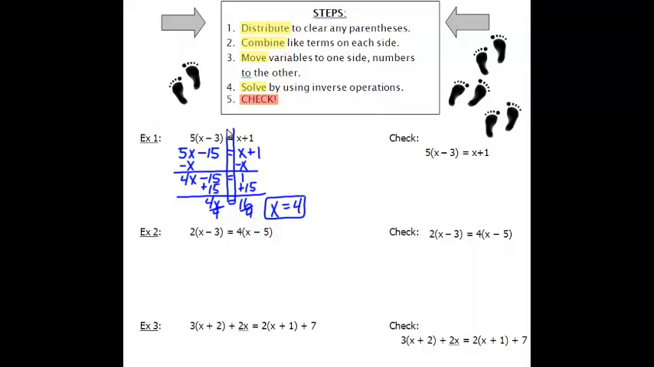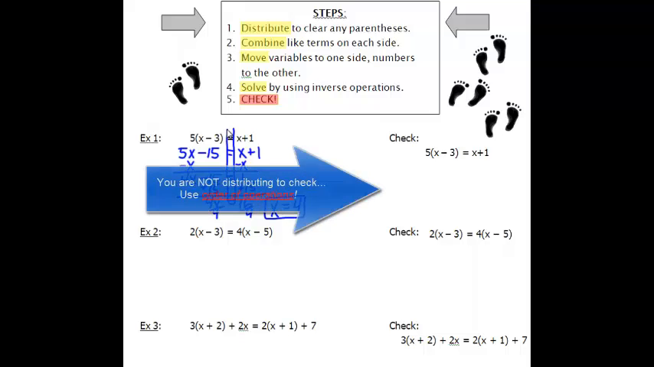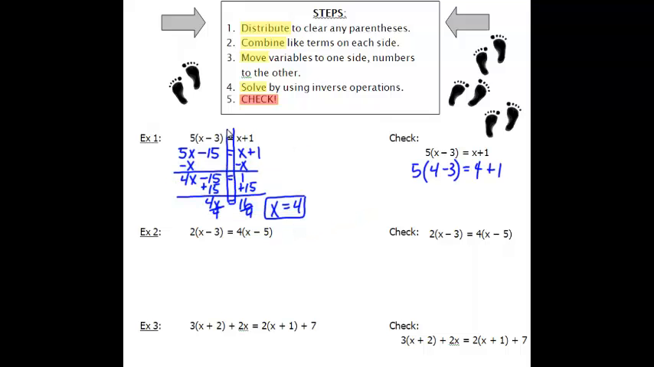So then I can check that by plugging in and using PEMDAS. So 5 times the quantity 4 minus 3, does that equal 4 plus 1? Does 5 times 1 equal 4 plus 1? Sure! Yippee! Let's try number 2.